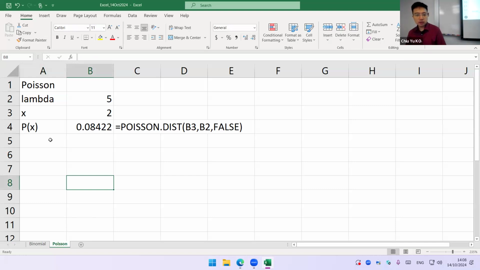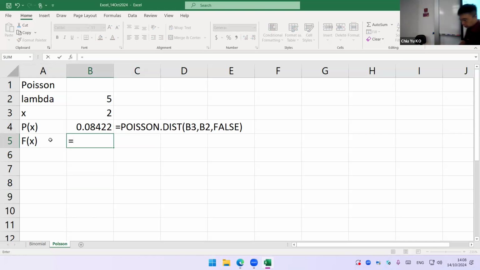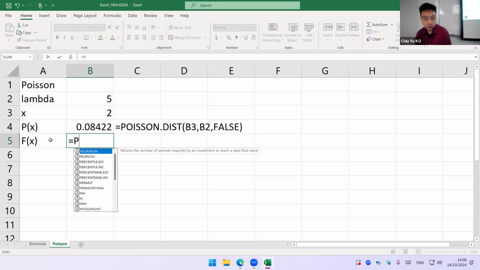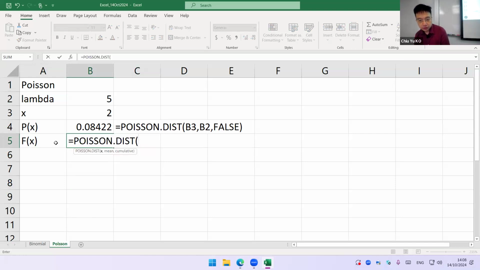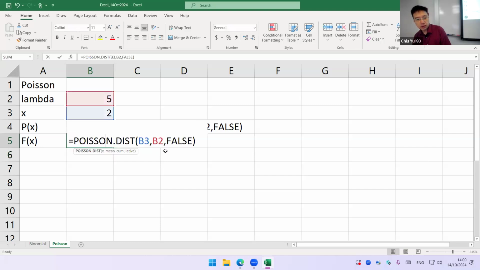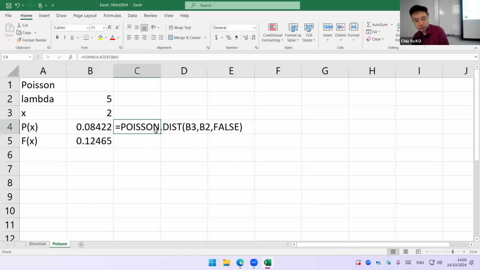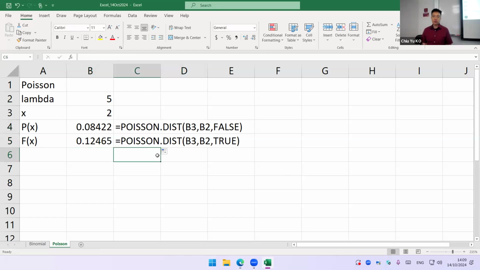And usually we are not particularly interested in this, but rather in that one, right? We're interested in how likely it is that less than or equal to 2 persons come in, which gives us big F of X, right? Poisson distribution, which is X, this, and true. Okay, so you will see that would be the problem.